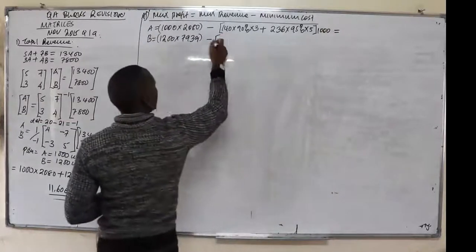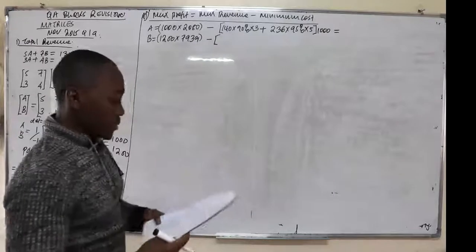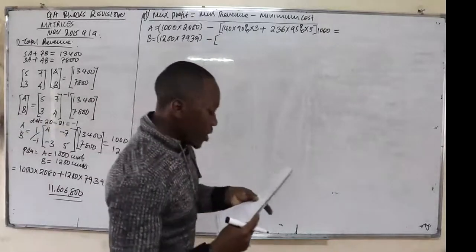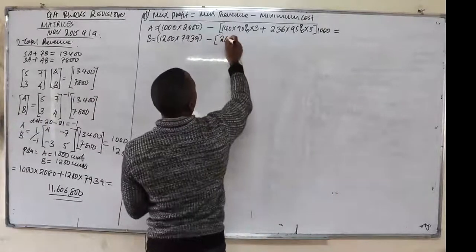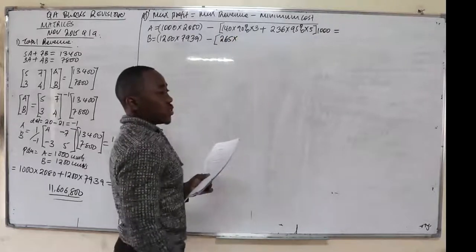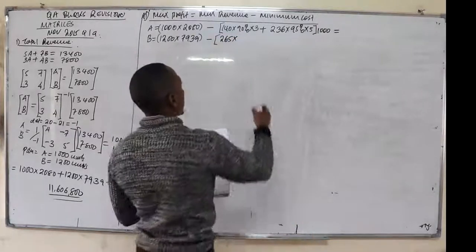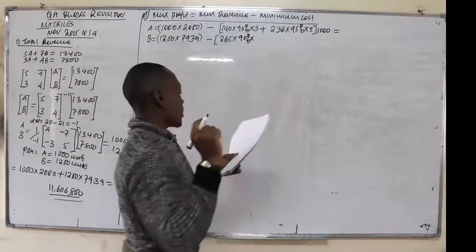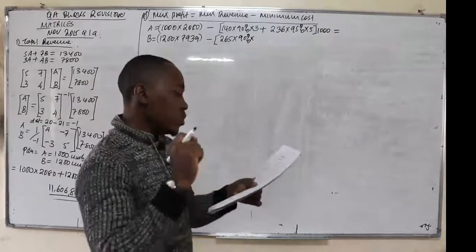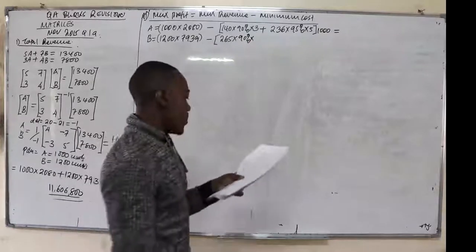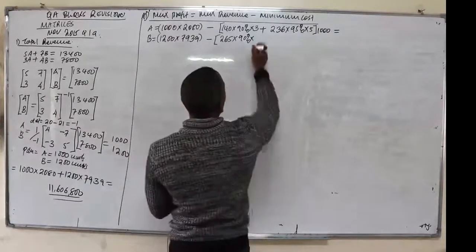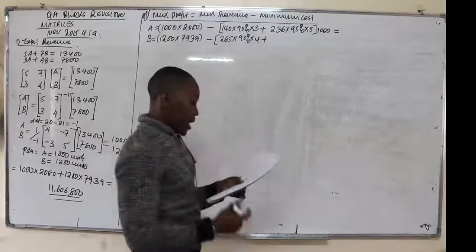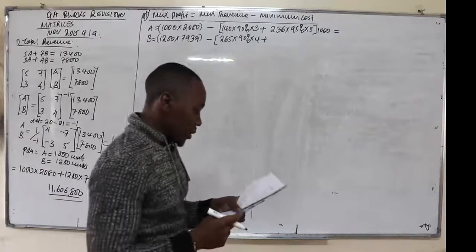Let's go to B, we do the same. B, let's start with the labor. Labor cost for B is 265. Then we expect it to go down by 10%, so you multiply by 90%. How many hours do we require to make each unit of B? 4. You add. Now we go to material cost.